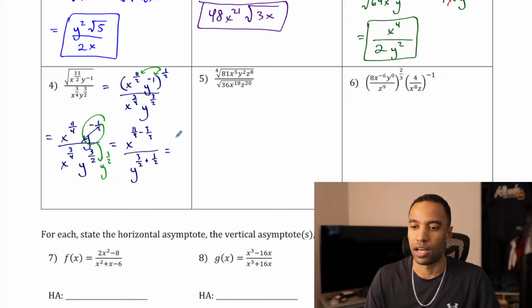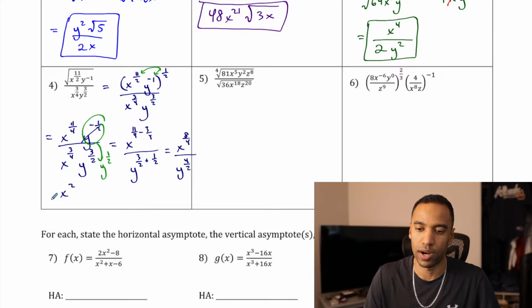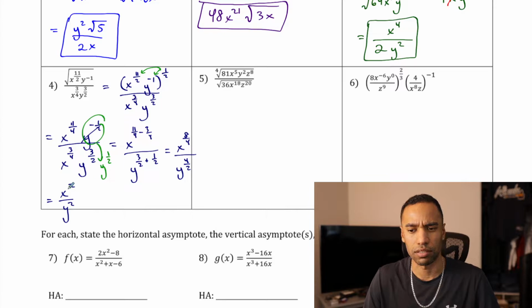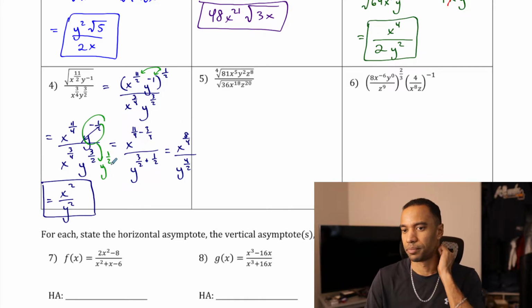So okay, 11/4 minus 3/4 is 8/4. 3/2 minus 3/2 plus 1/2 is 4/2. So what are the 4/2? So 8 over 4 is 2. You get x squared. And 4 over 2 is 2. Excuse me, 8 over, did I say that right? Yes. And you get x squared over y squared there.